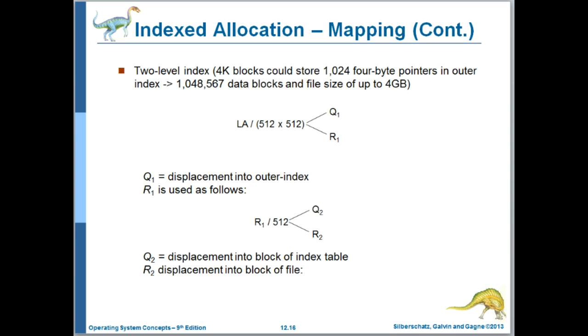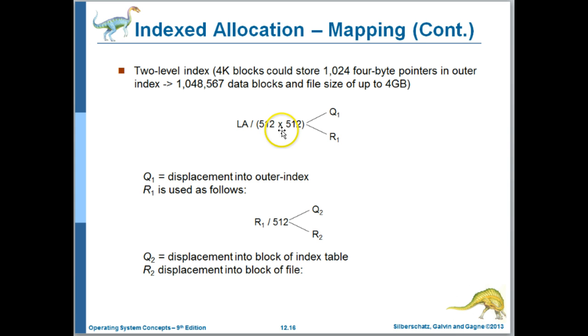A way of fixing that problem is to use a two-level index, as we saw with paging. So in this example, which is different than the previous examples, now we're magically assuming that a data block is 4K bytes, and that the pointers are 4-byte, 32-bit pointers, and this is a two-level index scheme, as we've seen. So that implies that we can have files of up to size 4 gigabytes.